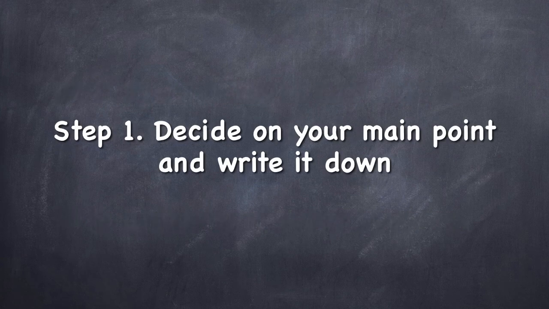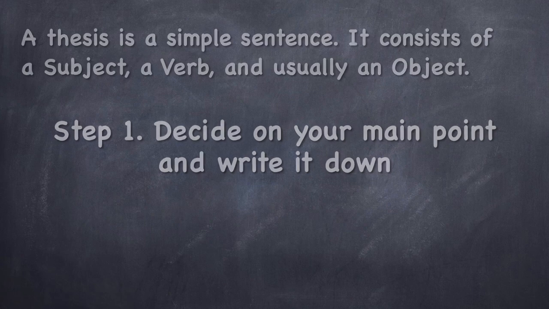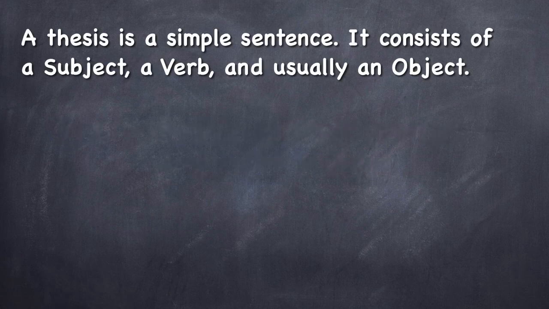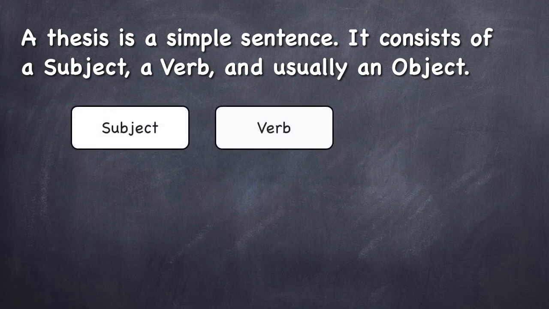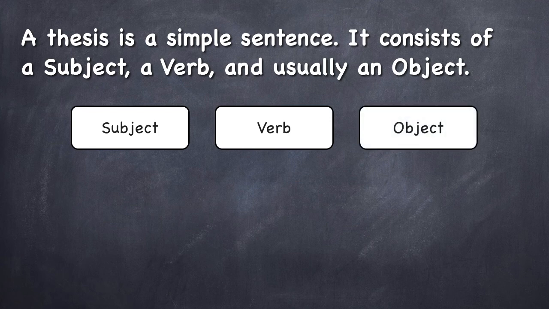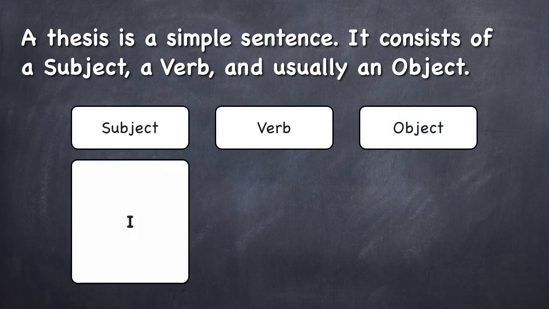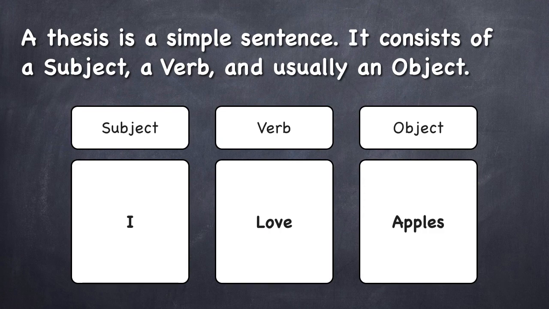Step 1. Decide on your main point and write it down. Your main point is your thesis. That's exactly what it is. A thesis is a main point and it consists of a subject, a verb, and usually an object, which is optional. For example, I love apples. There's your complete main point.